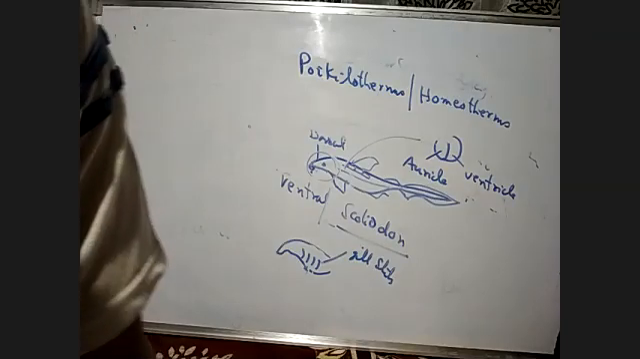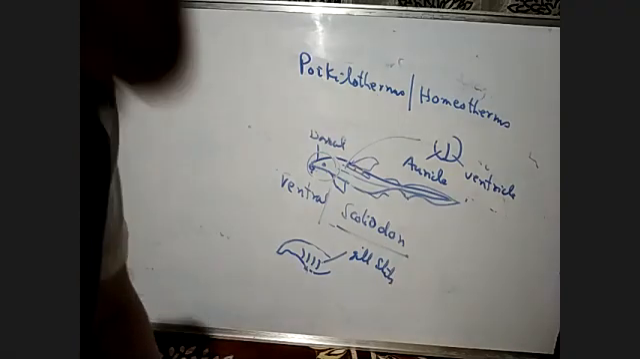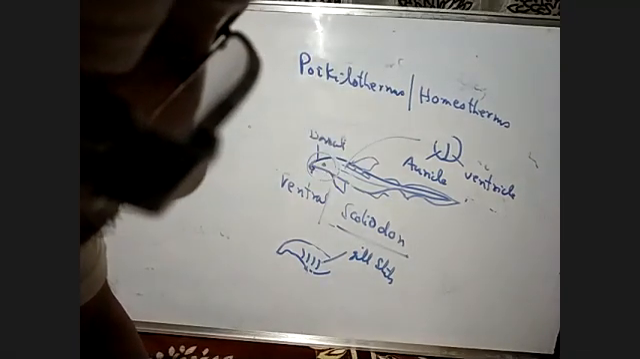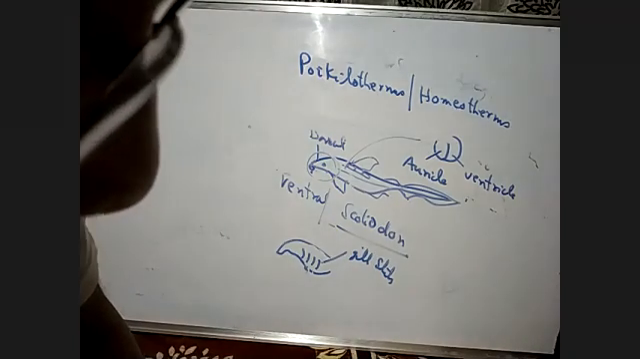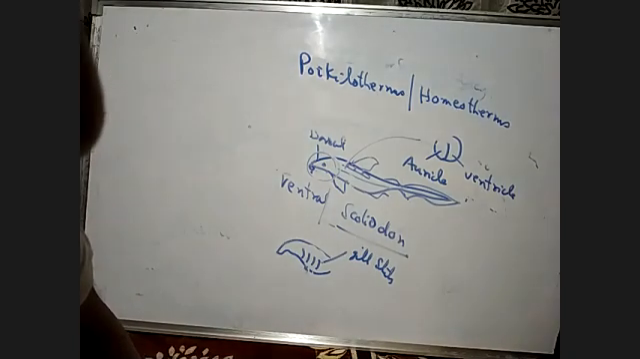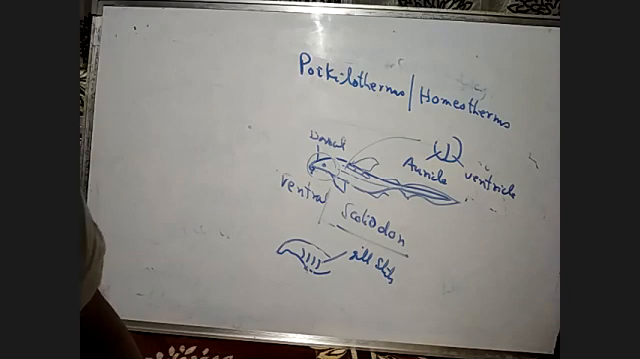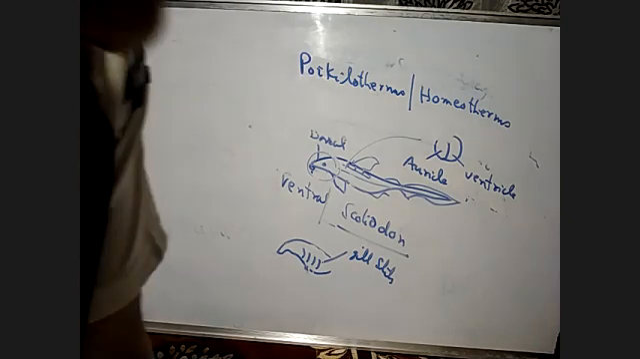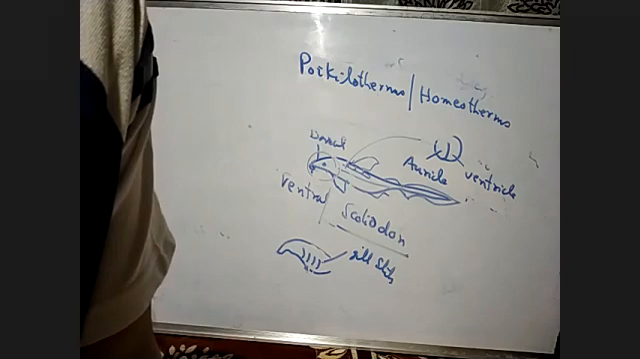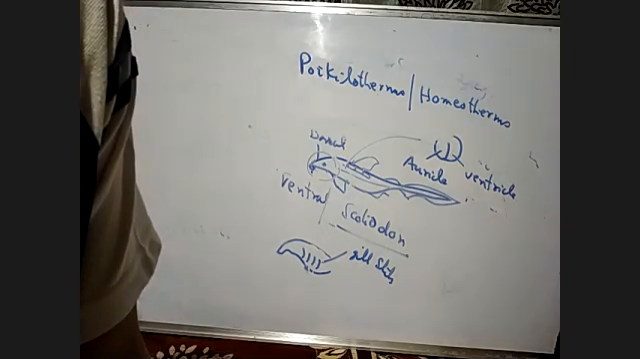Now we go to the class Osteichthyes. The Osteichthyes class includes both marine and freshwater fishes with a bony endoskeleton. In the case of the Chondrichthyes, the endoskeleton was cartilaginous. The bones inside the body are very soft, that's why it is a cartilaginous endoskeleton. But in the case of the Osteichthyes, the endoskeleton is bony, made of hard bone.